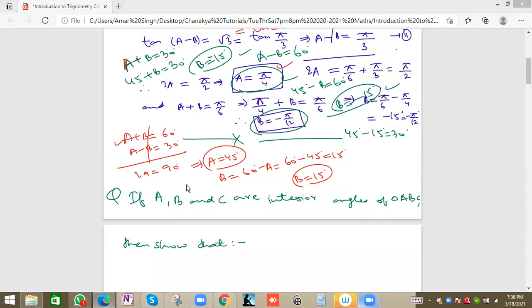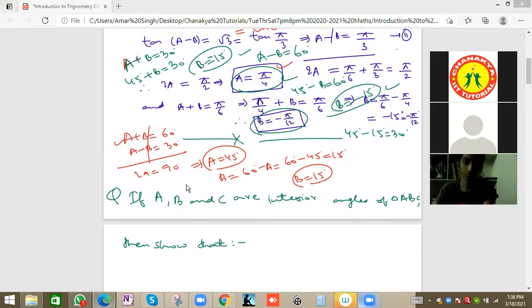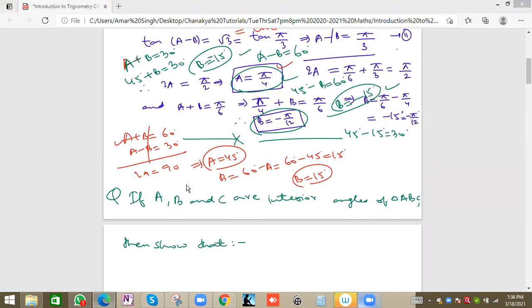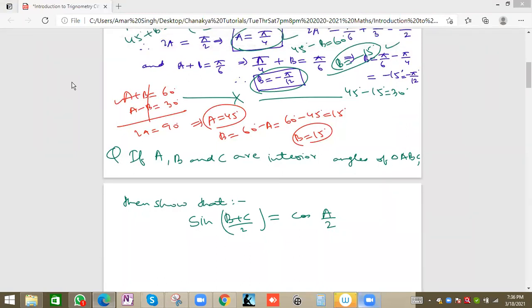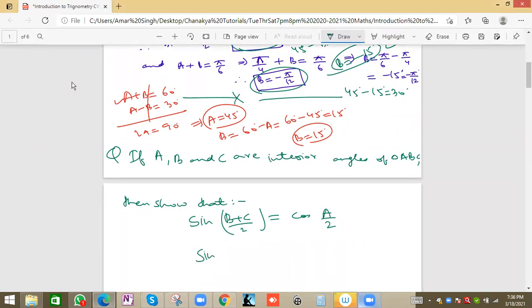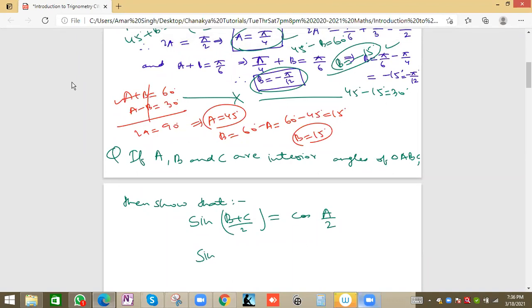Then show that, if A, B, C are interior angles of triangle ABC, then sine of (B plus C) by 2 equals cos A by 2, and one more: sine (B plus C) equals cos A.